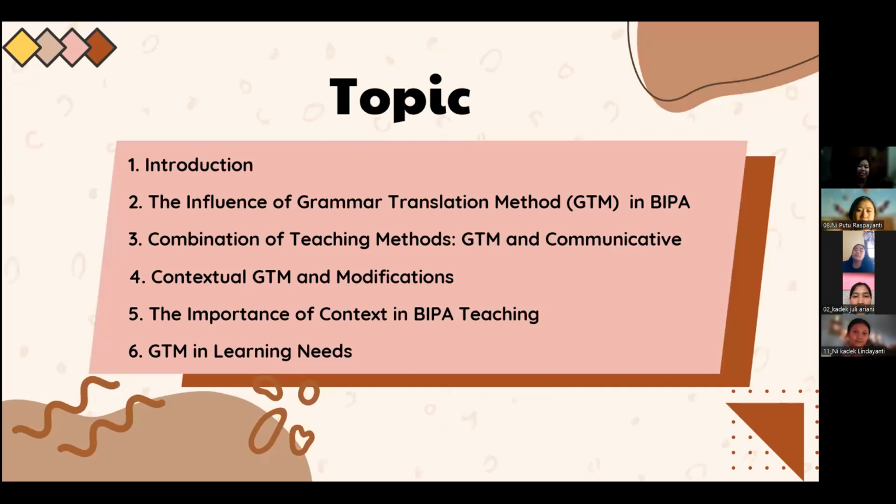There are six topics that we will discuss. The first is introduction. The second is the influence of the grammar translation method, or GTM, in BIPA. The third is the combination of teaching methods, GTM and communicative. The fourth, contextual GTM and modification. The fifth, the importance of context in BIPA teaching. And the last one is GTM in learning needs.